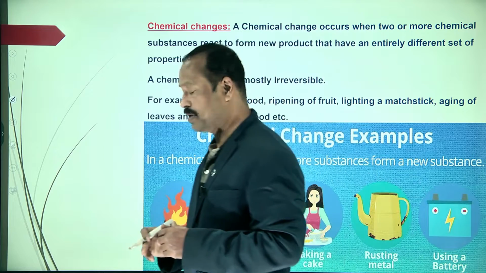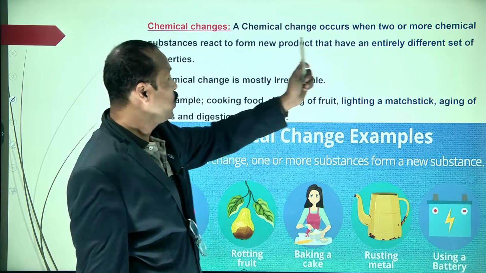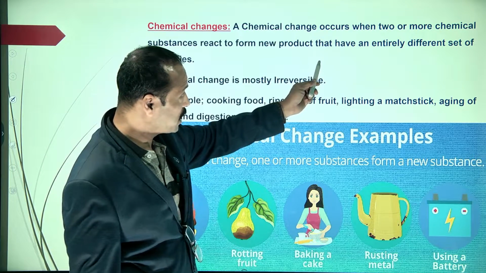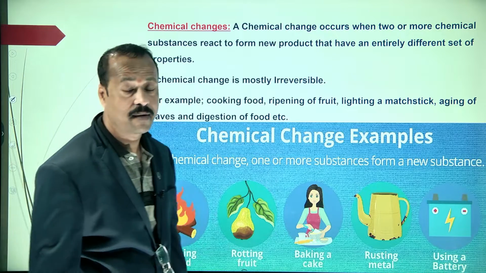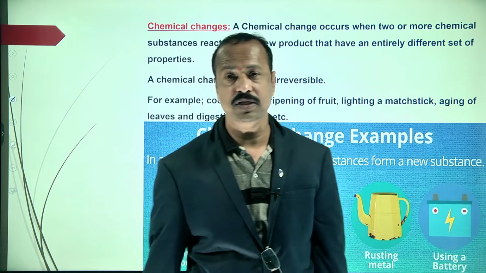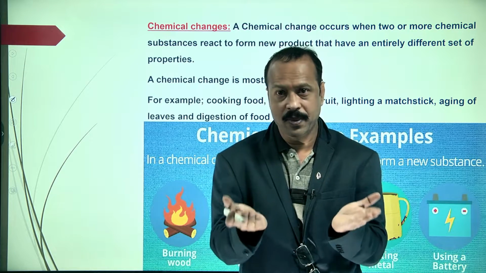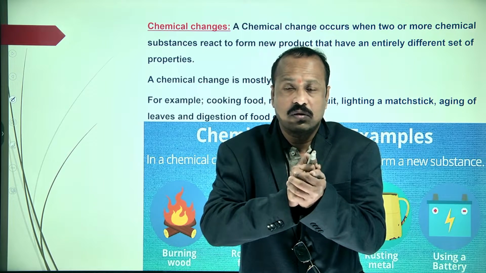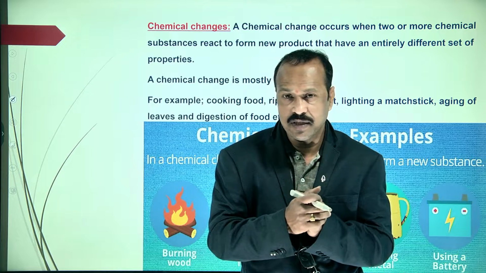So you can see here, chemical change means what? A chemical change occurs when two or more chemical substances react to form a new product that has an entirely different set of properties. So what happens here is, when two or more substances are reacting with each other, then some new substance will form.